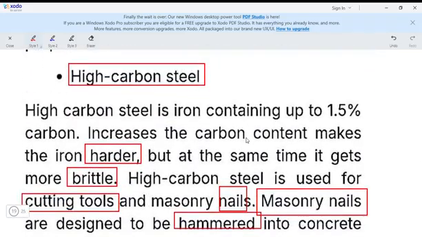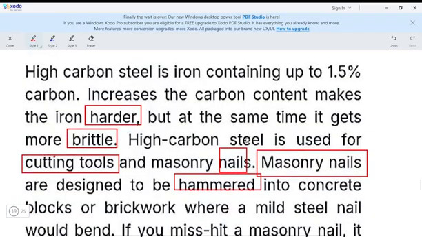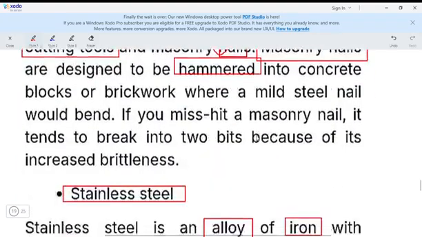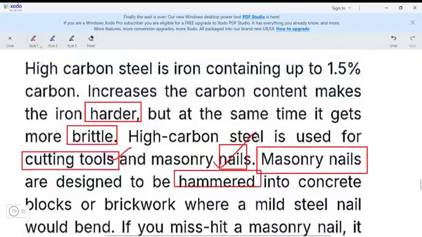Now, high carbon steel. There's something we call steel. Steel contains carbon. So if carbon is too much in your steel, it will increase the carbon content, and that makes the iron become harder again. So that means carbon is what makes your iron hard, and that's why you can use this one for cutting tools, for your nails. The nails you use for your concrete are made of high carbon steel.